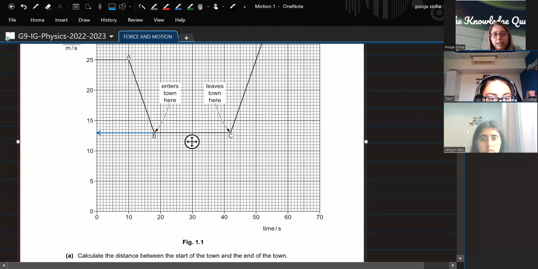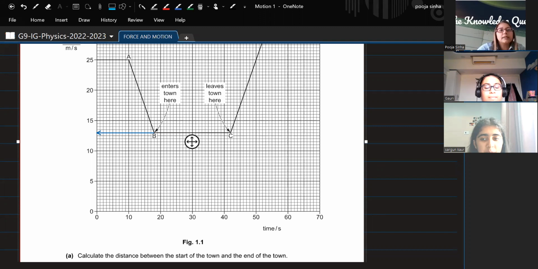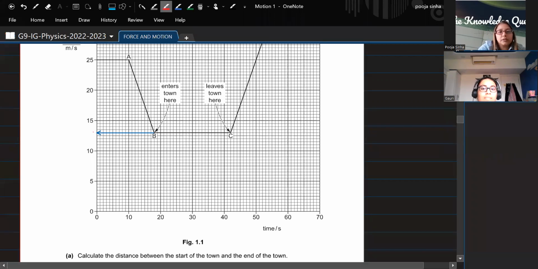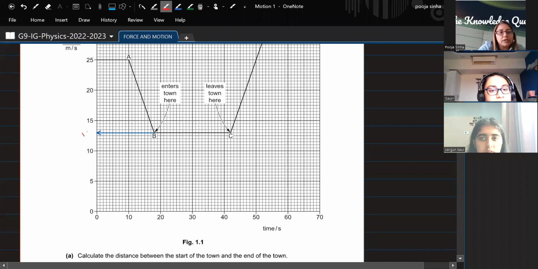Sargun, can you see which speed that is? It's 13. Very good. So that speed is 13. How did we check? Because it is the same at B and the same at C.